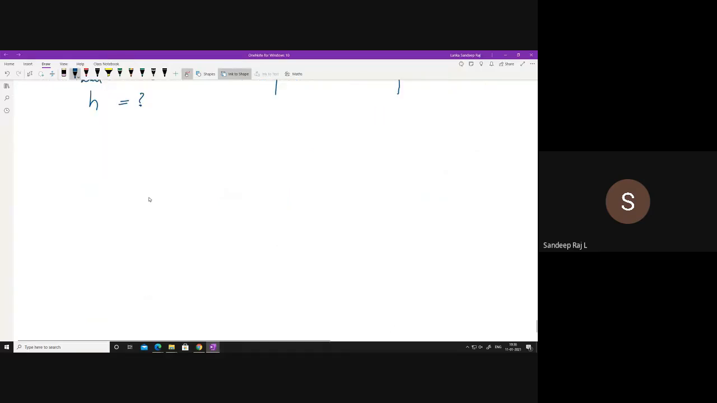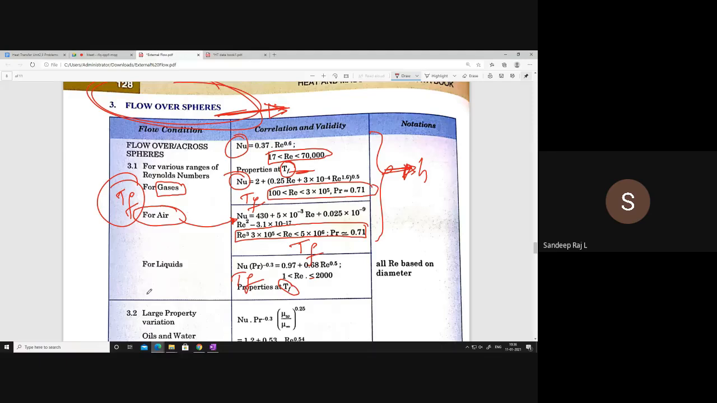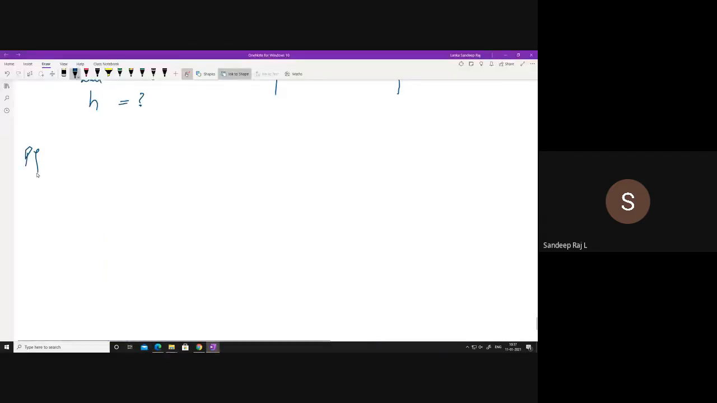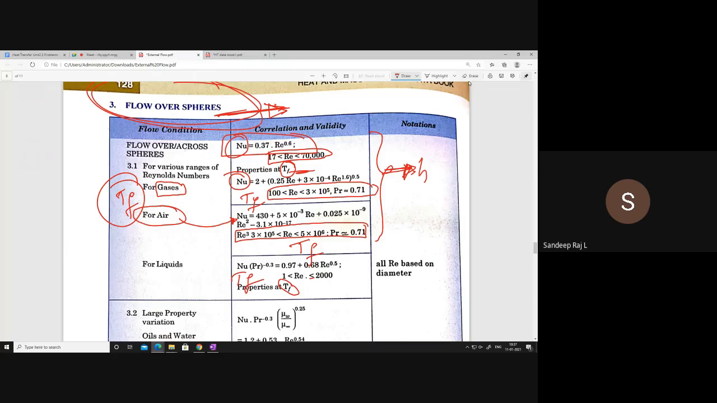Then let's move to the correlation. Let us take one correlation here, and use it for solving the problem. Let us take up the first one. Nu is equal to 0.37 into Re power 0.6. Page number 283.1.